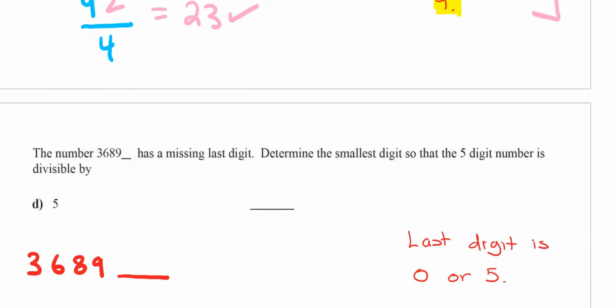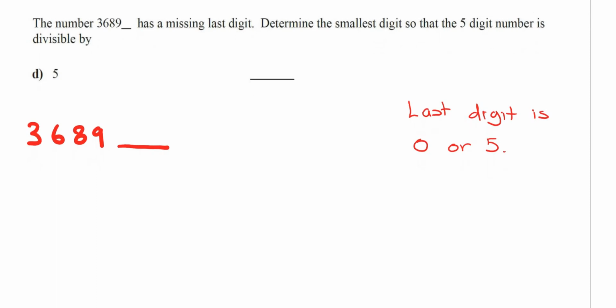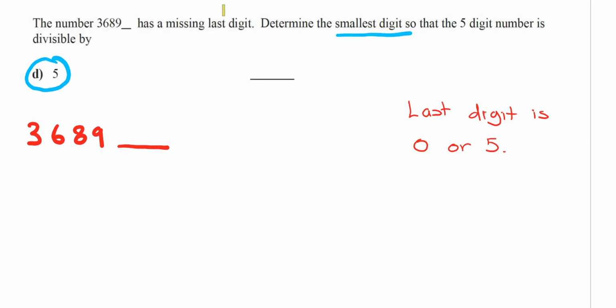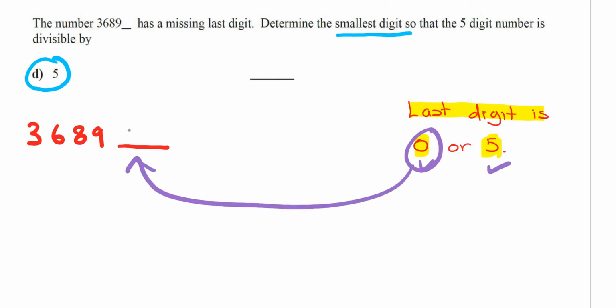Okay, let's move on to the next one here. Now our number has to be divisible by 5 and has to be as small as possible. Okay, so the rule for a number to be divisible by 5 is that the last digit must be 0 or 5. So this one's kind of easy because which one's smaller? Is it 0 or is it 5? Well, it's definitely 0, so the last digit has to be 0 here.